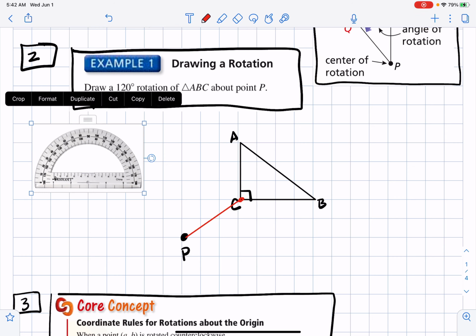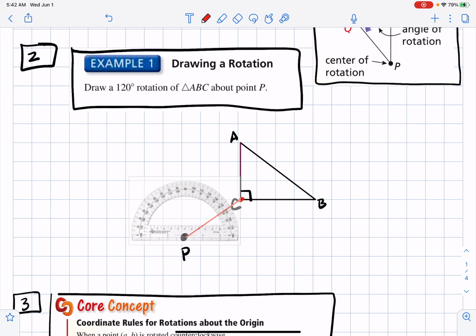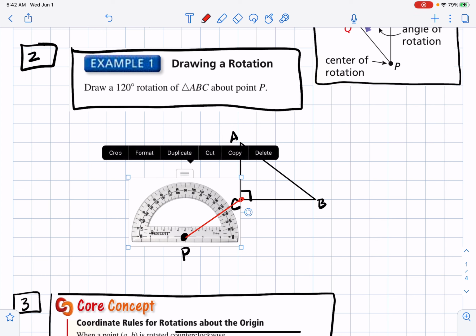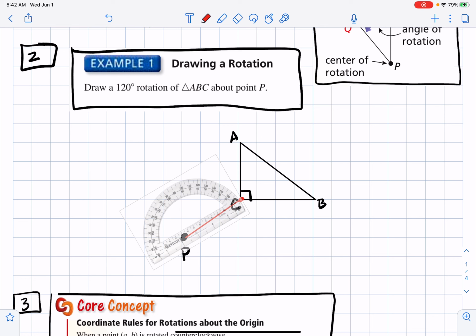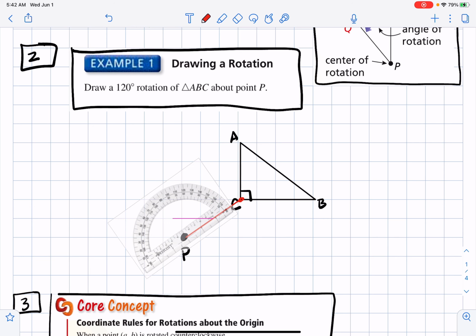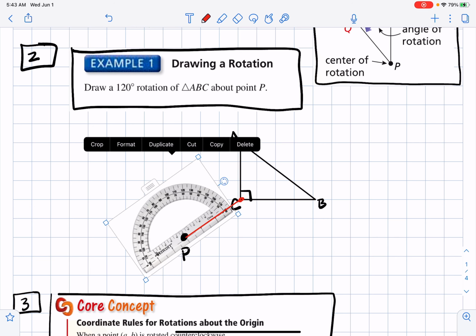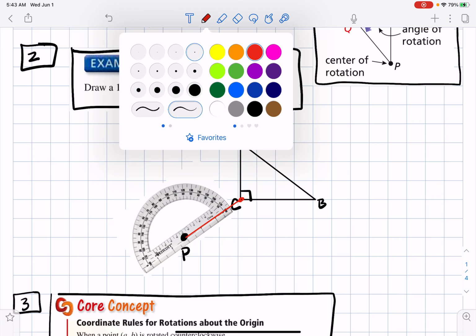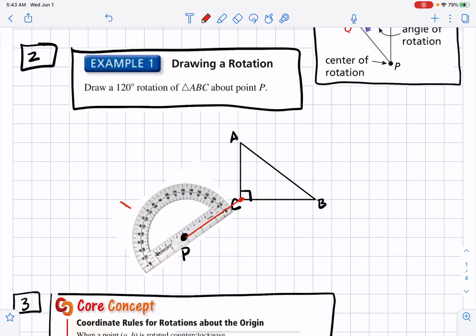Then I have to take my protractor, which I have over here for you. We have to line up our protractor exactly on point P, and rotate our protractor so that it lines up exactly with our segment. So kind of like that. Let me move it down a little bit. So line it up on the segment. And then I would mark off 120 degrees. It looks like 120 degrees would be right about there.